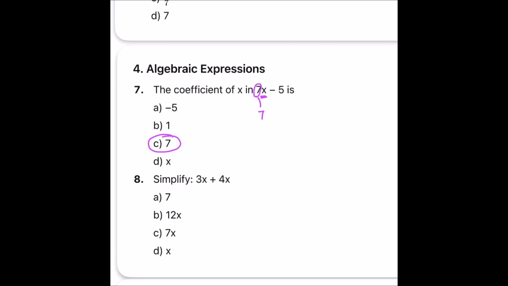Next one is simplify 3x plus 4x. This is an easy one. 3x plus 4x is 7x. We are adding the two numbers.